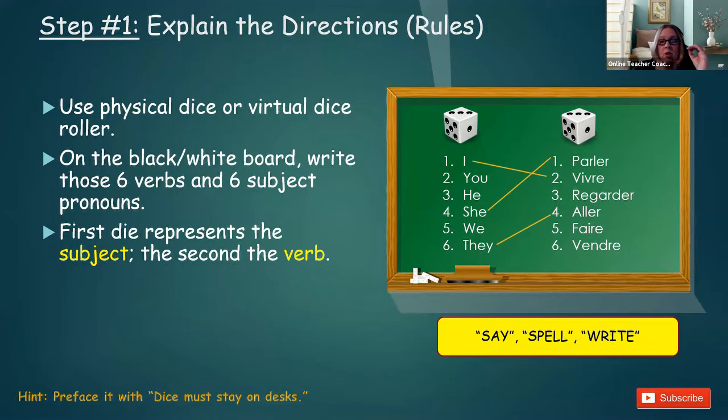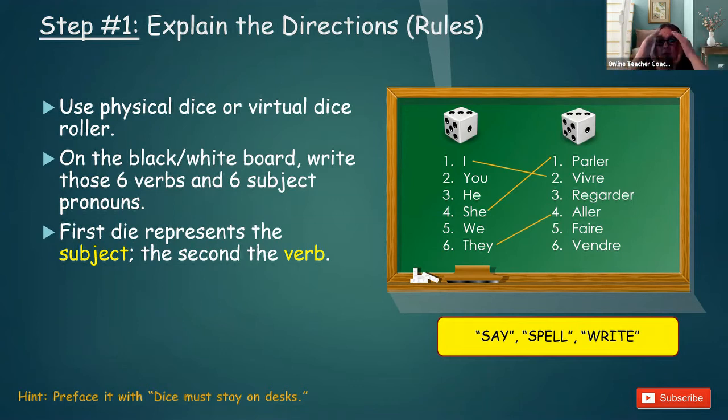So what they must do is say the conjugation, spell the verb conjugation or the ending, and then write it on a paper. So it's not just good enough to be like, oh yeah, I got I and vivre. Okay, what are you going to do with that? Make it clear. Students really don't know. And even if they did, they might pretend they don't. So you want to make sure it's clear. Say, spell, and write. That's what I tell them.